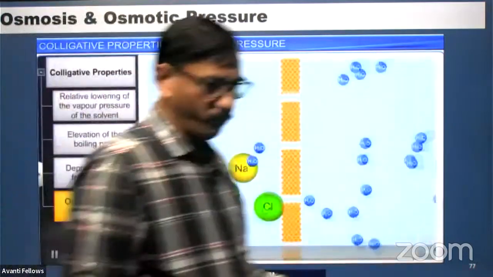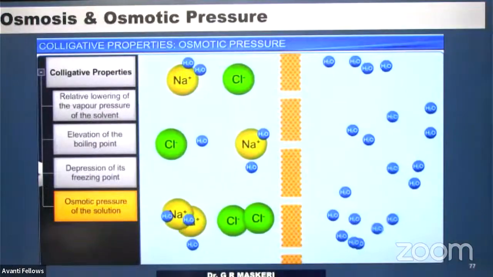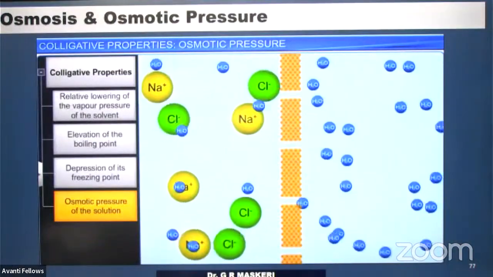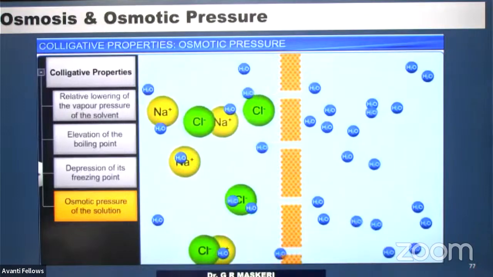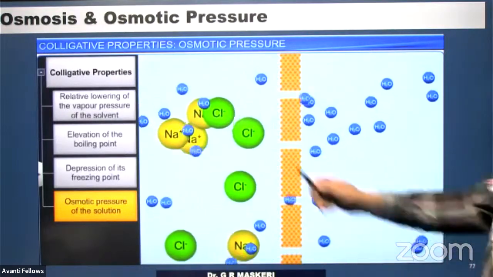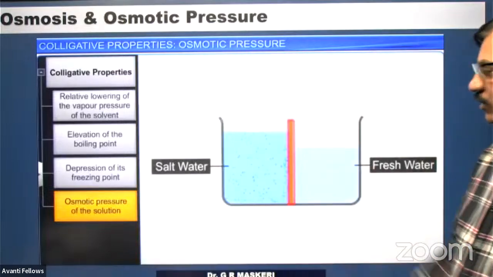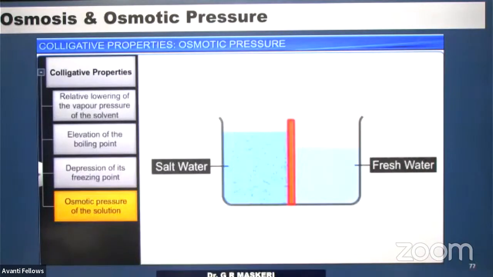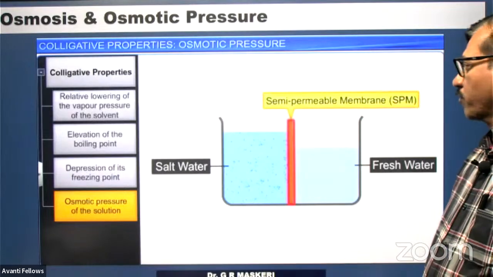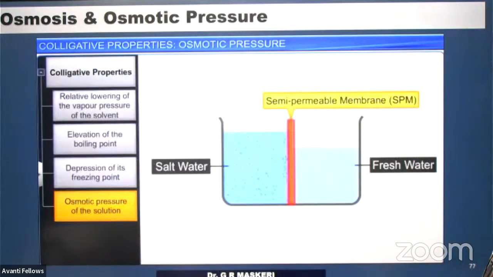Pass through the holes of these membranes. The bigger molecules, like the solute, are unable to pass through them. This is a solution and this is a pure water side. Water is moving. Which are selectively permeable to only certain molecules. Under the semi-permeable membranes, or SPM. These membranes can be of natural origin or synthetic origin.